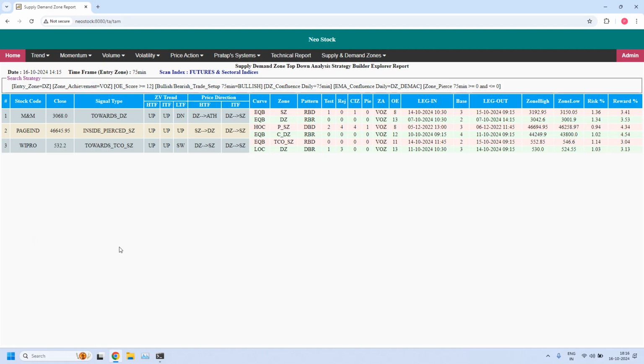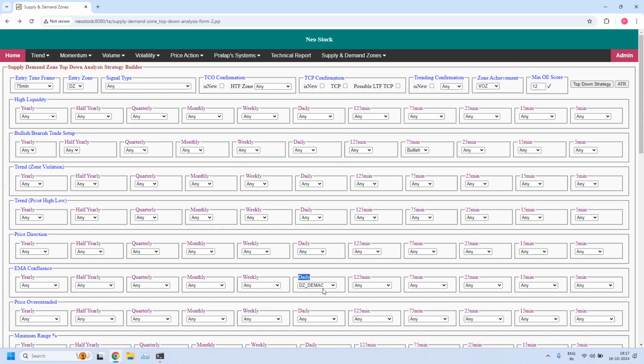3 stocks are filtered. In these 3 stocks, the 75 minute zone is part of the daily zone, and the daily zone is having daily EMA confluence, and also the daily trend is uptrend. Okay, next let us look for LTF, ITF, HTF confluence supported stocks. So removing this EMA filter.